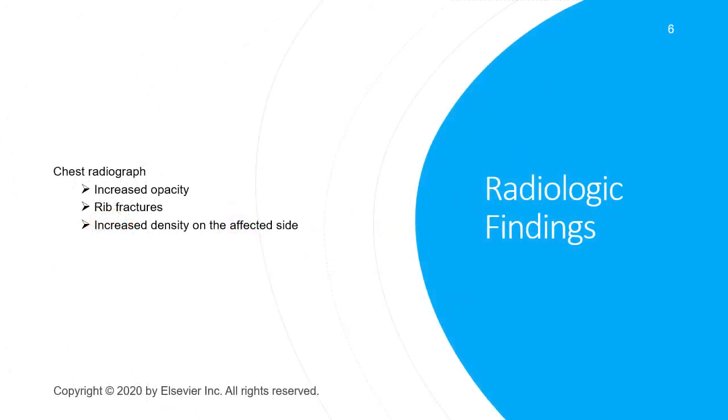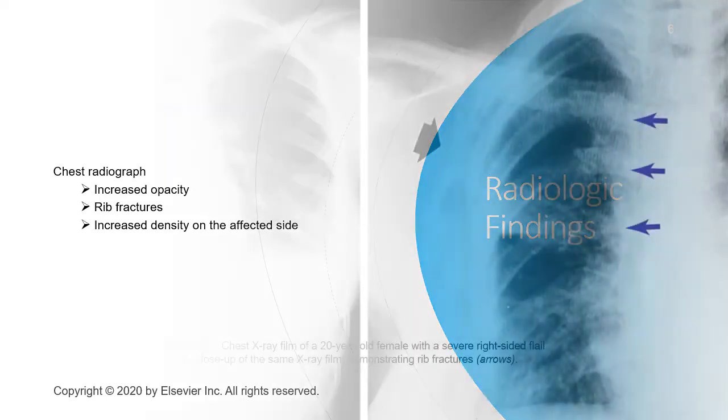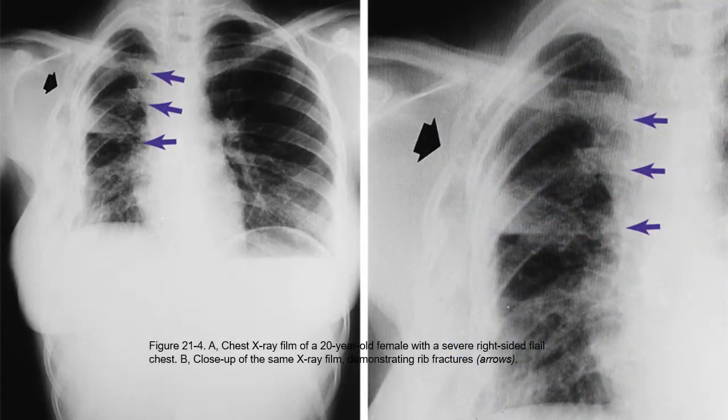What will you see on chest x-ray? Increased opacities, rib fractures, increased density on the affected side. This is a chest x-ray of a 20-year-old female with severe right-sided flail chest, pictured in the first chest x-ray. In the second, you can see a close-up of the same x-ray film demonstrating the rib fractures.